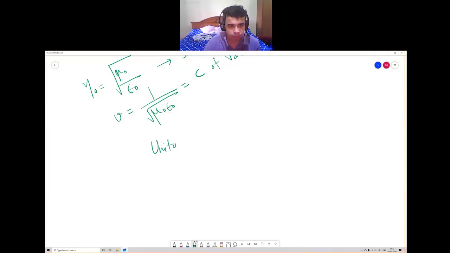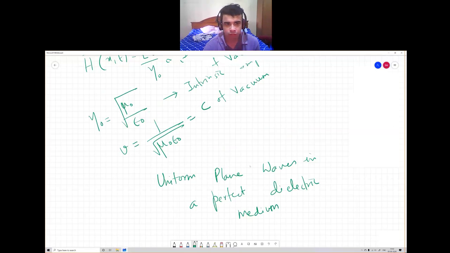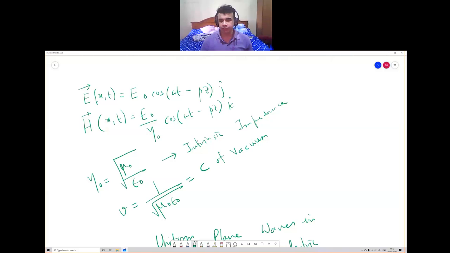Uniform plane waves in a perfect dielectric medium. So can anyone guess how will these equations be modified for a perfect dielectric? Everything is same. We assume that the wave is propagating in the plus x direction, and we have Ey and Hz. So what changes will take place if we consider perfect dielectric instead of vacuum?